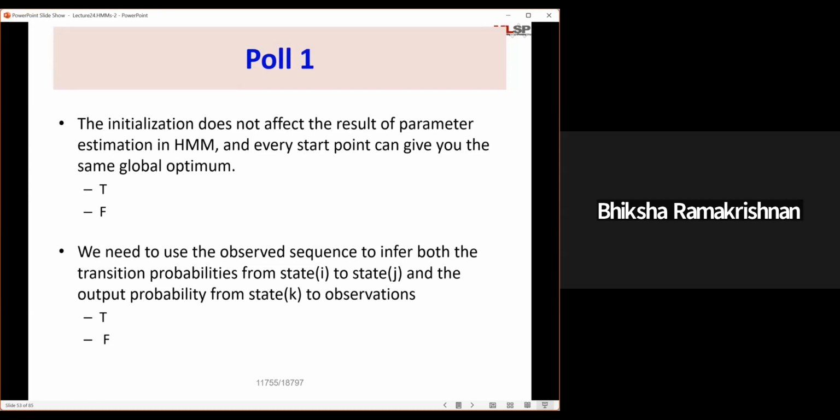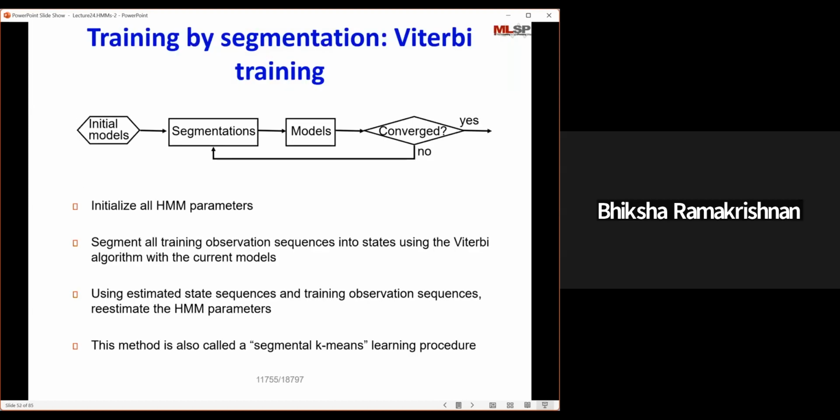So, okay, here's a poll. Now observe how this works. This actually ends up being a likelihood maximization procedure. When you're estimating the state sequences, you're picking the most likely state sequence. So the likelihood goes up because you're always picking the most likely state sequence. Then given the state sequence, the counting-based procedure is actually a maximum likelihood procedure. So you're picking the most likely model parameters.